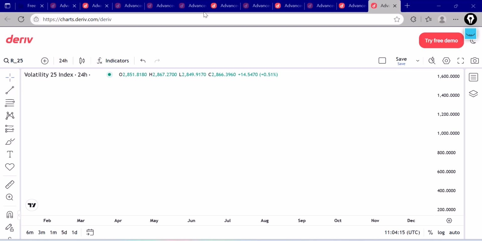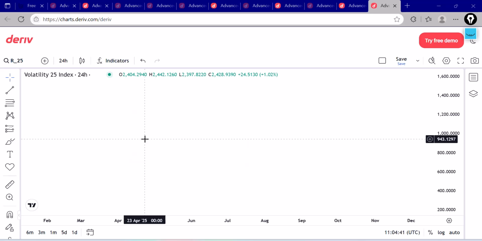So what is a demand zone? Let's start with the demand zone. A demand zone is an area of the chart where buying pressure was strong enough to cause price to rise. So the demand zone is that area of the chart where buying pressure was so strong that it was enough to cause the price to move up. So that's a demand zone.